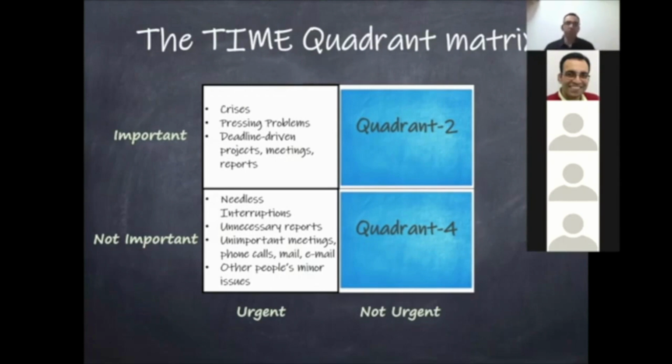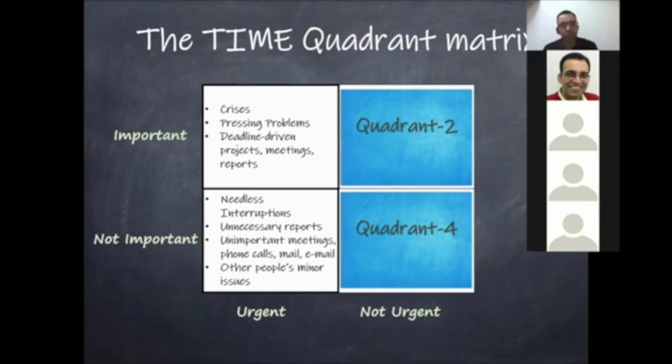Phone calls. You're working on something important, you're studying for your exams, or you're doing something that you really love to do, painting something or cooking something, and there's a phone call, and you have to attend the phone call because you do not know whether the stuff in there is important or not. So these are quadrant 3 activities.